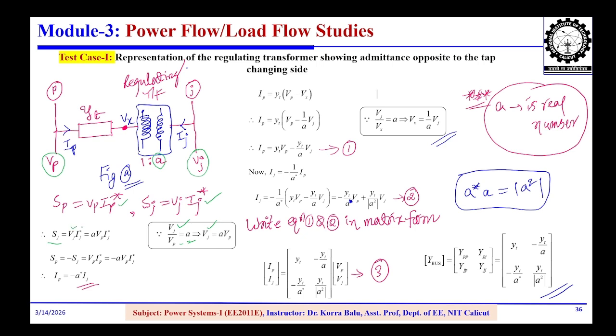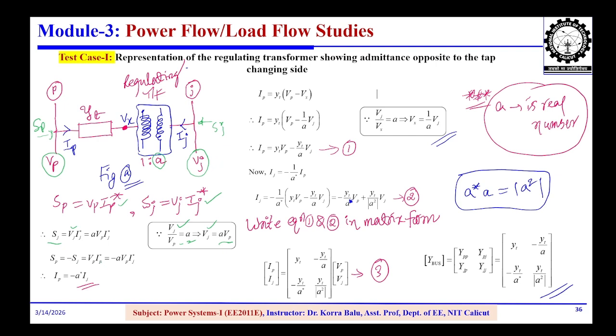So in place of VJ, you can substitute this value. Okay, SP is equal, from here the complex power flowing from this side and the complex power flowing from this side. So we can say here SJ and SP. So SP is the opposite of SJ, so we can represent it as SP is equal to minus SJ.